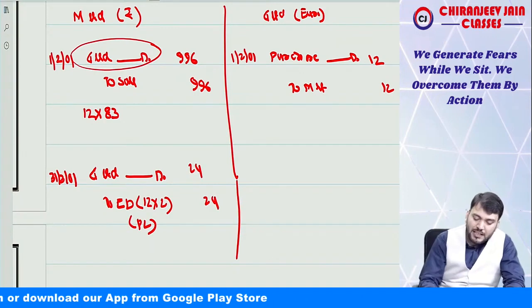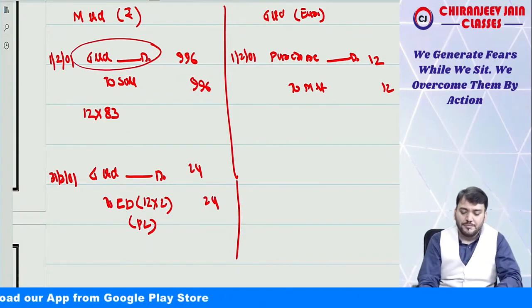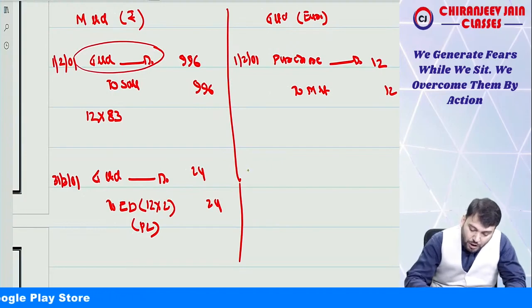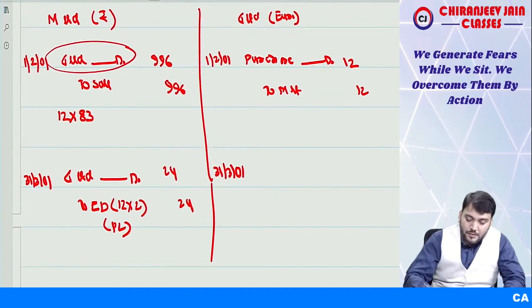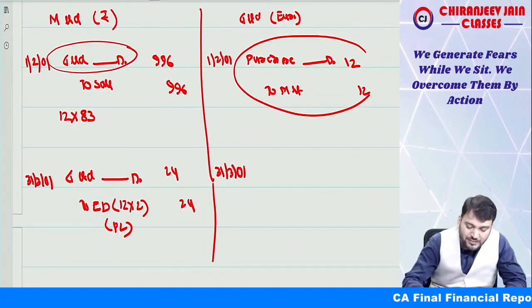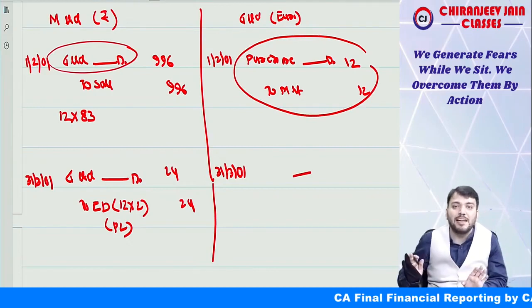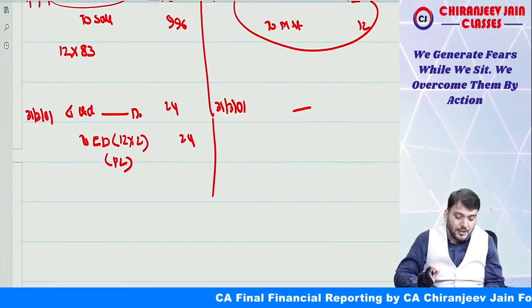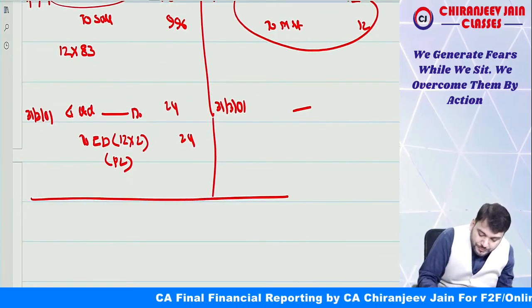Can I say here we will not pass any journal entry? Yes, there is a payable also. Payable will also be translated. So on 31st March 2001, payable will also be translated. No, this is not a foreign currency transaction for G Limited, so payable will not be translated here. Payable will not be translated. Understood? I hope you have understood this point.